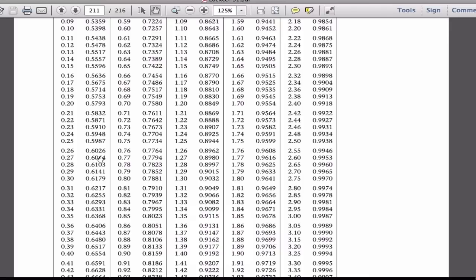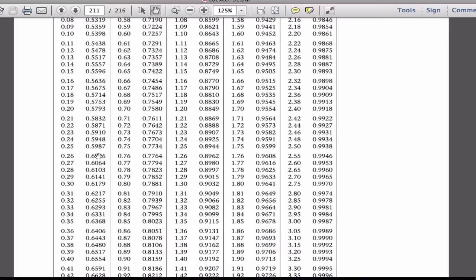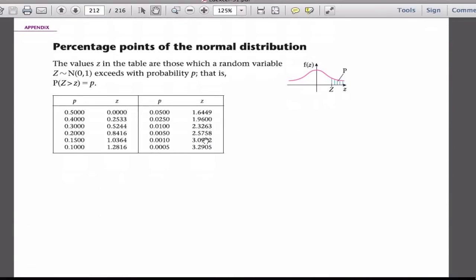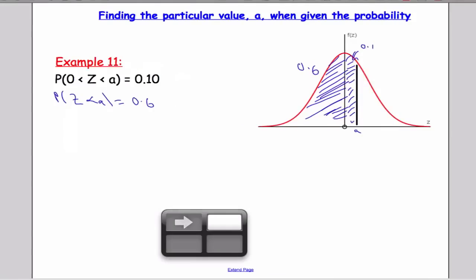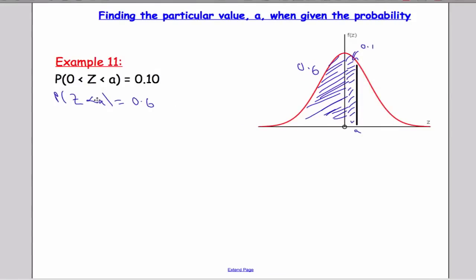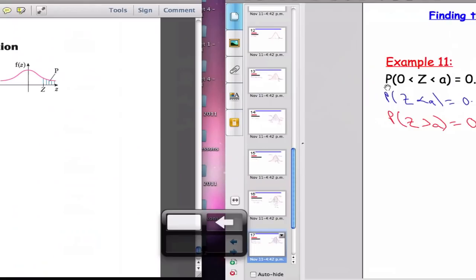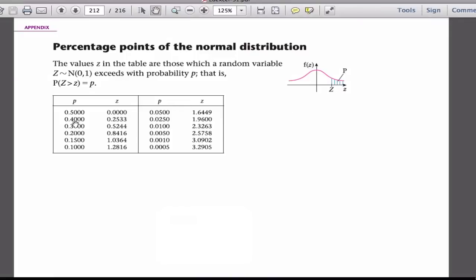Is there anything that has a probability of 0.6? No, I've got two things that are in between. So maybe I actually need to use my percentage points table, which is the probability that z is greater than little z. Right, so let's go back to the question. I know that the probability that z is less than a equals 0.6, so I can safely say that the probability that z is greater than a equals 0.4. So this area here must be 0.4. So can we use the percentage points table? Have I got a value for 0.4?